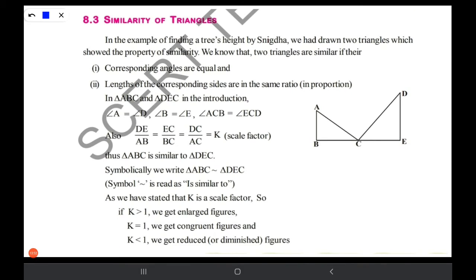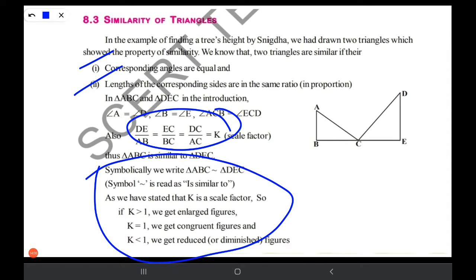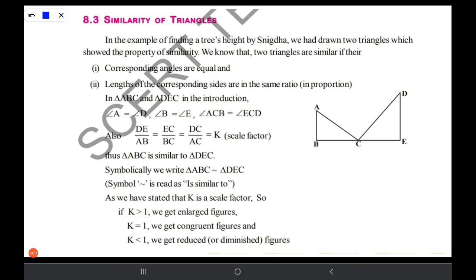Next, similarity of triangles. Just now we have seen the two conditions. This is the scale factor, and this is very important. What is the scale factor? The ratio between the corresponding sides. If it is greater than 1, it is an enlarged figure. If the scale factor is equal to 1, they are congruent figures. If the scale factor is less than 1, it is a reduced figure.